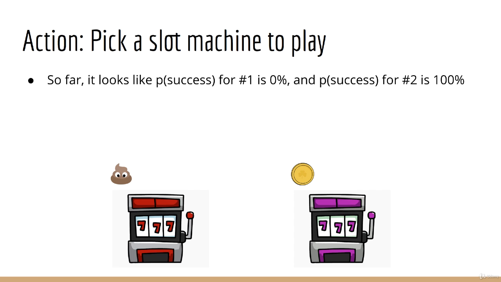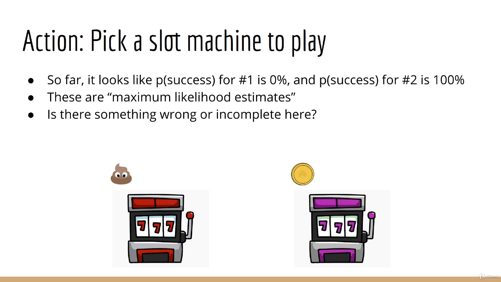At this point, you should be thinking statistically. Is there anything wrong with my calculations? Is it wrong for me to assign 0% to machine number 1 and 100% to machine number 2? You should recognize that these estimates are exactly what we would call the maximum likelihood estimate. But ask yourself, is there something incomplete about these measurements?